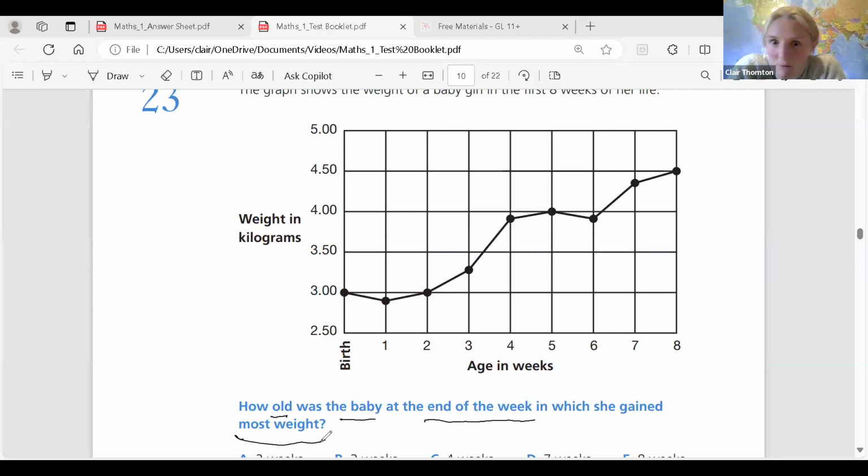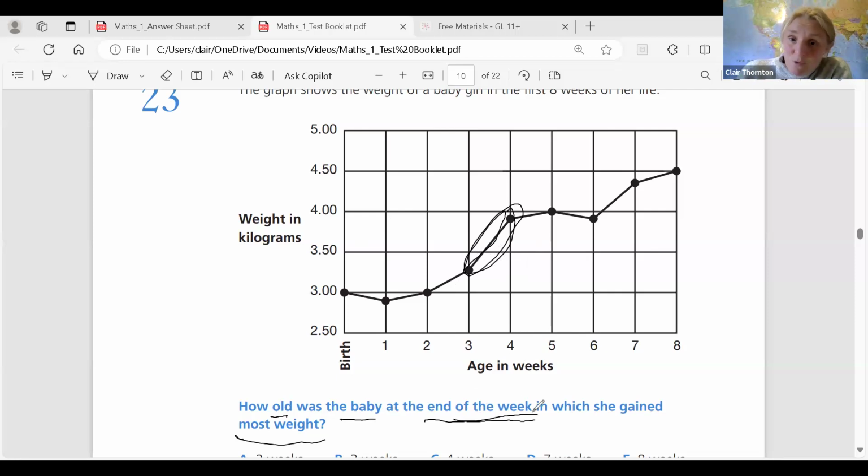Now, this isn't just about being able to read the axes, the X and the Y axes. This is about being able to see and understand that a steep line on a chart like this, the graph, is going to show a steep incline in whatever it is. Or decline if it's going down. So we've got to look at where it is the most weight, which she gained the most weight. Now I can see here that that is my steepest bit. So therefore, how old was the baby at the end of the week in which she gained the most weight?